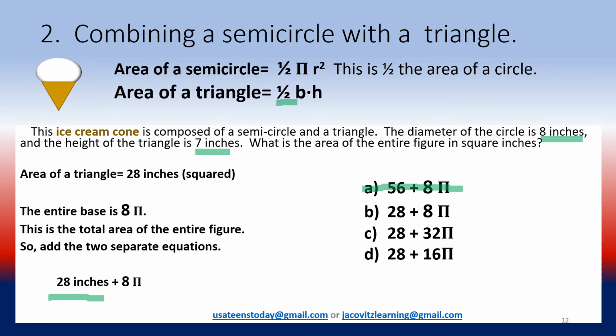If you did C, 28 plus 32 pi, well, where did we get 32? Because we already did that. That's too much. And if you did 28 plus 16, you didn't do enough, and you weren't looking at the information that was given to you. So try to use the information that was given to you, because as it turns out, B is our correct answer.